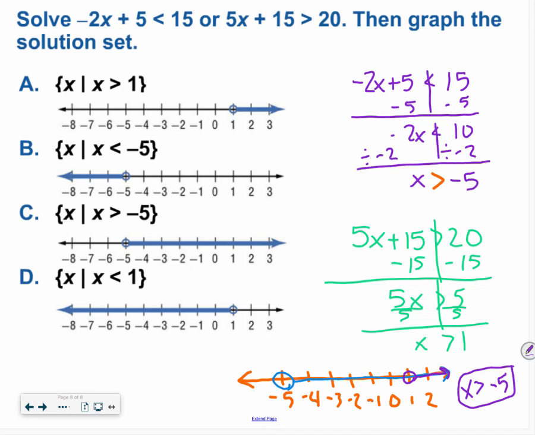Hopefully for your last answer you got x is greater than -5. I put the work on the right hand side to hopefully help you in case you were confused.